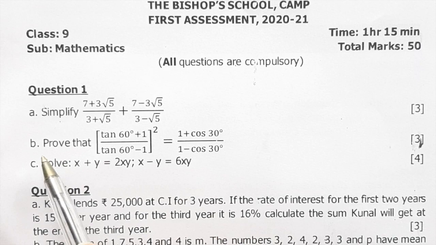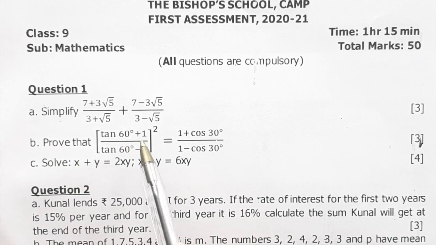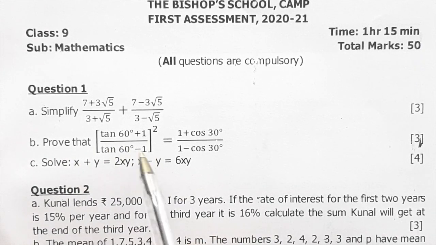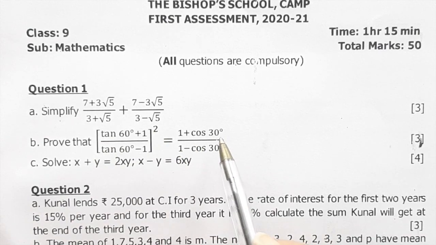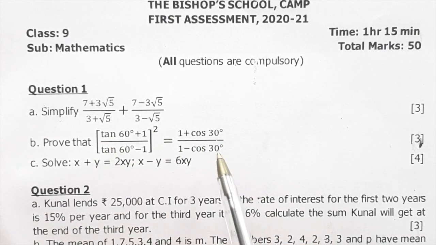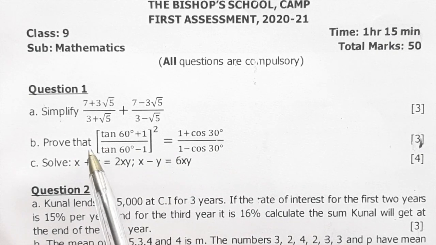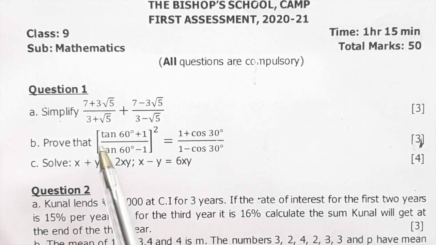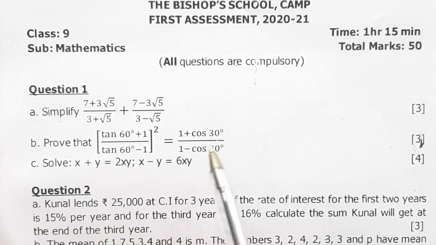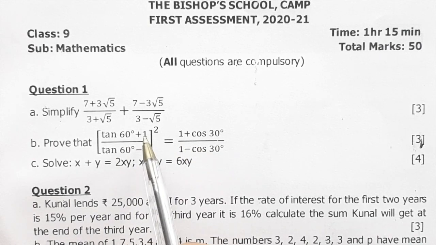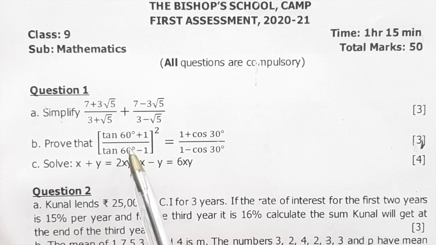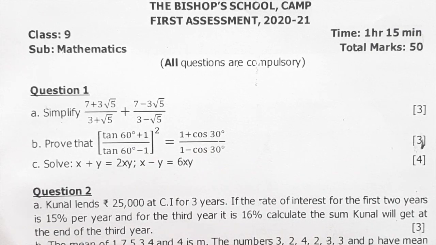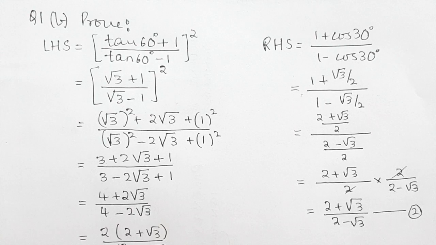Let us look at our B part. Prove that (tan 60 plus 1) upon (tan 60 minus 1), the bracket square, is equal to (1 plus cos 30) upon (1 minus cos 30). Now, if we have a question which says prove that LHS is equal to RHS, we will take LHS first and solve it completely, then RHS and solve it completely. We don't take both of them simultaneously together. So let us see how we write it.